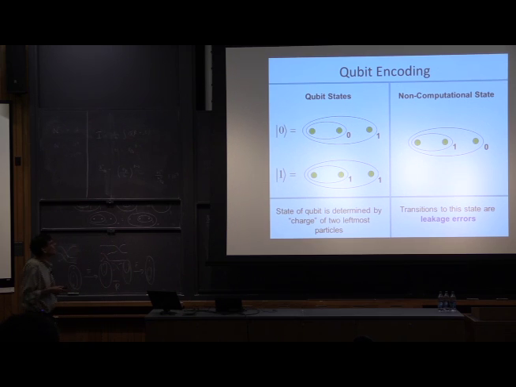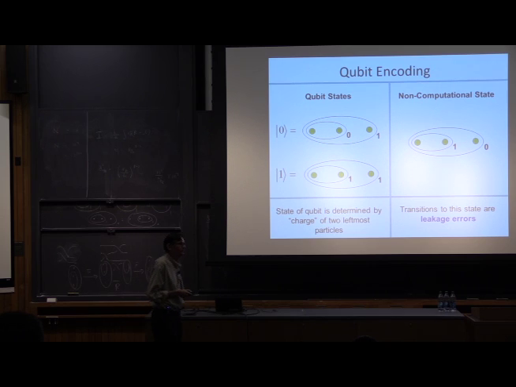And so that's our qubit, but the price we pay for this encoding is there exists some state, a non-computational state, the state with topological charge 0. And we have to work very hard to make sure we don't induce transitions into this non-computational state. Those are leakage errors.